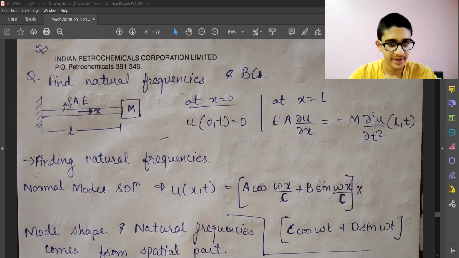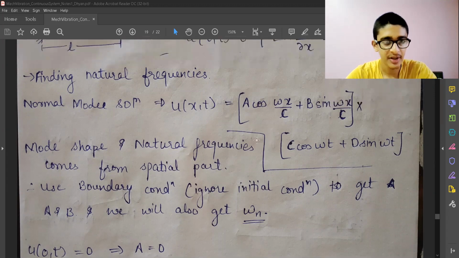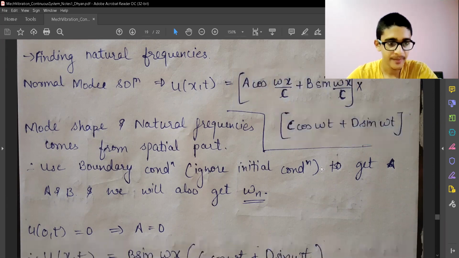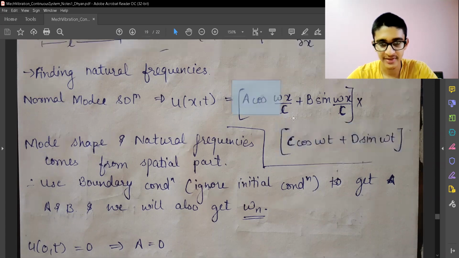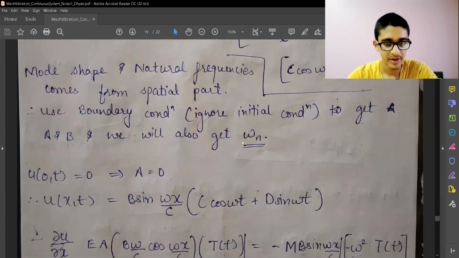And now we need to find the natural frequencies. Natural frequencies means normal mode solutions would be assumed. We substitute that, and the mode shapes and natural frequencies will come from the spatial part. We know earlier also the mode shapes and natural frequencies come from the spatial part, and this is going to be representative of SHM motion. So we use the boundary conditions, and ignore the initial conditions. These are the terms which will need the initial conditions. This u of x representation of the function is going to need the boundary conditions. So we'll use the boundary conditions to get A and B, and we'll also get omega n.